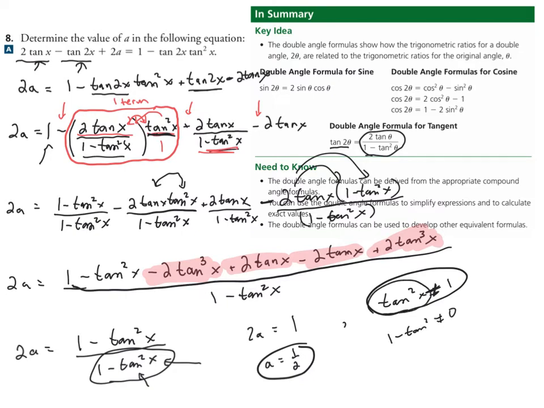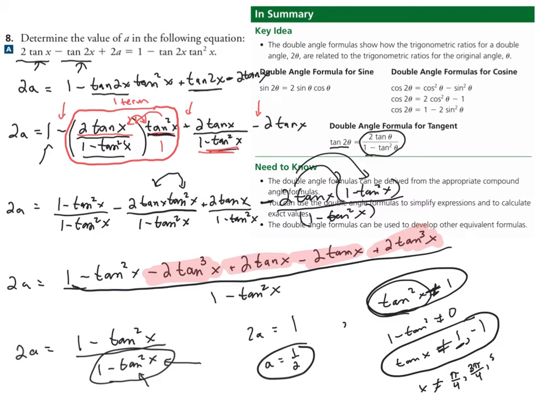And if tan squared x is equal to 1, that means tan x cannot equal 1 or negative 1, because then tan squared x would be 1. So these are our restrictions. What is tan x? If tan x is equal to 1, x cannot be pi by 4. That's how tan x would be 1. Or 3 pi by 4, that's how tan x would be negative 1.